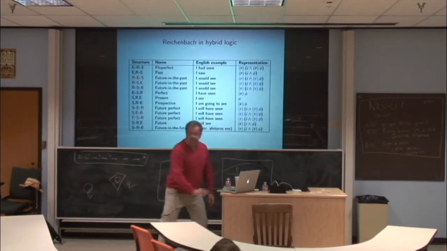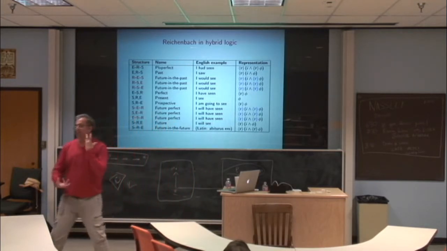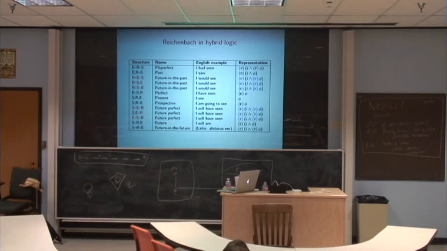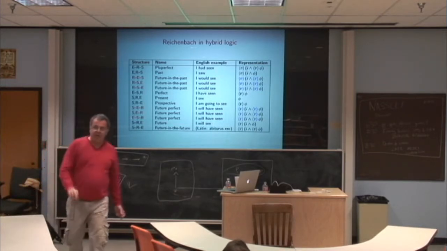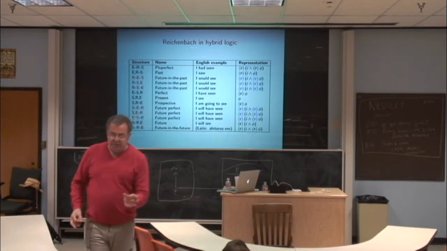Maybe not the most convincing example, so let's dig a little deeper. Here's Hans Reichenbach's way of dealing with tense. I love this example for historical reasons, which I will go into in the last lecture. But probably the linguists in this room know that Hans Reichenbach tried to explain tense in terms of the interaction of three points.